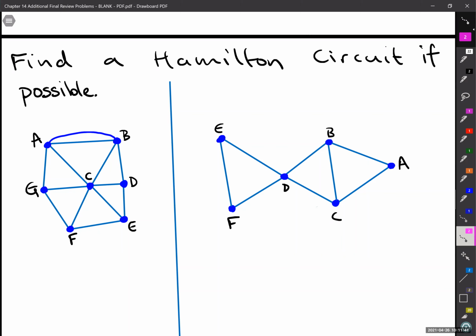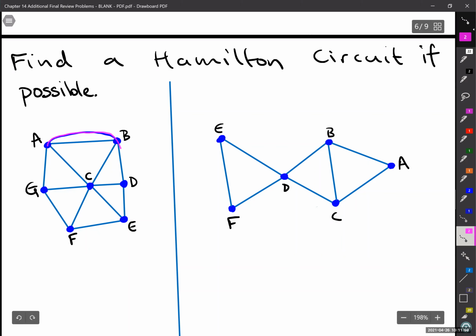Now, Euler circuits have a nice rule to determine if a graph has them or not. If every vertex has even degree, it has an Euler circuit. Hamilton circuit, there's no such nice statement. But since Hamilton circuits are a little easier to find, you just check if it has one or not. So for instance here, what if I want to visit every vertex?